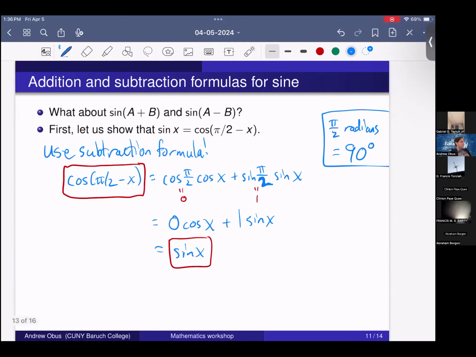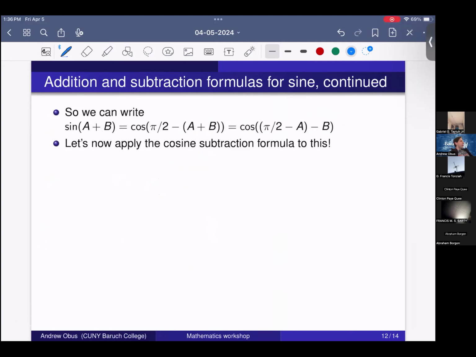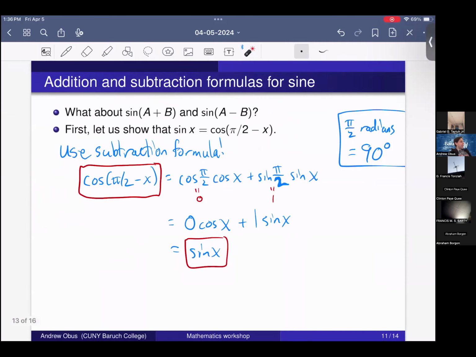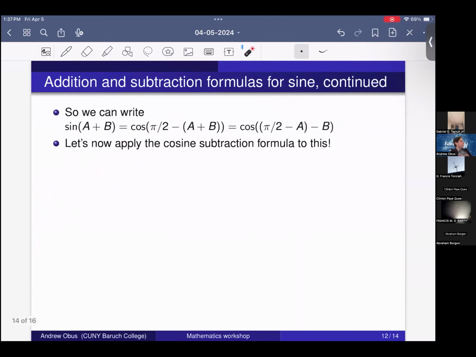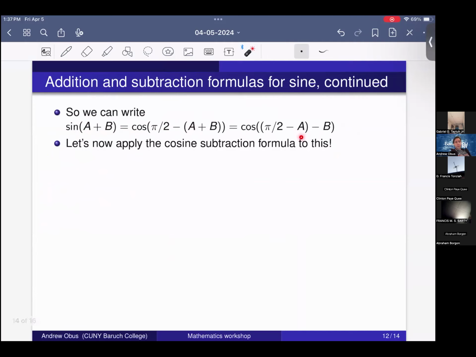Okay, so now that we know this, let's try to do sine of a plus b. From what we've shown before, sine of a plus b is cosine of pi over 2 minus (a plus b), right? Because for any angle, we have that sine of x is cosine of pi over 2 minus x. So we can write sine of a plus b equals cosine of pi over 2 minus (a plus b). And now all I'm doing is regrouping the parentheses here. It's minus the a and minus the b. So I can write this as cosine of (pi over 2 minus a) minus b.